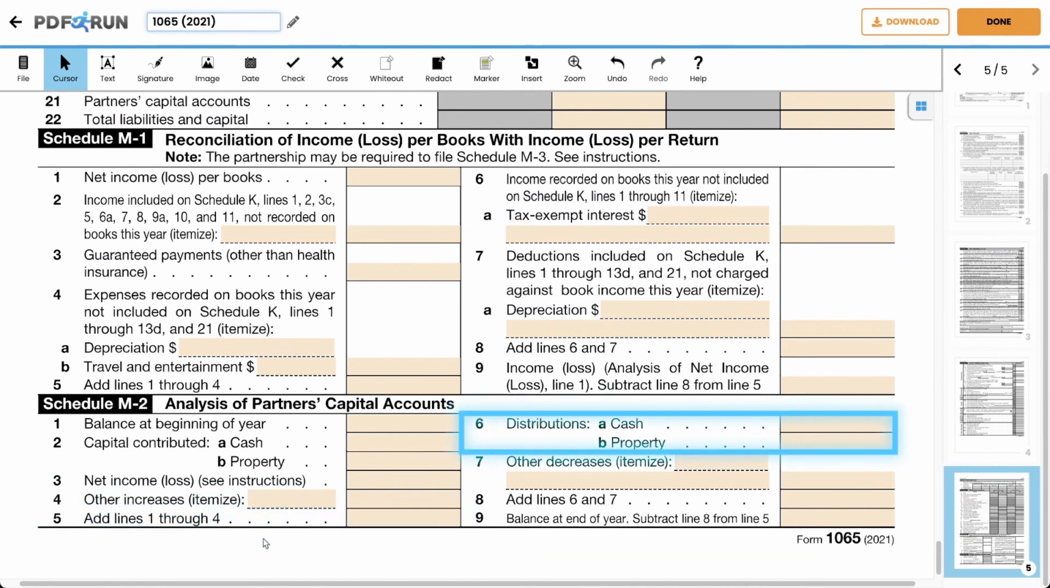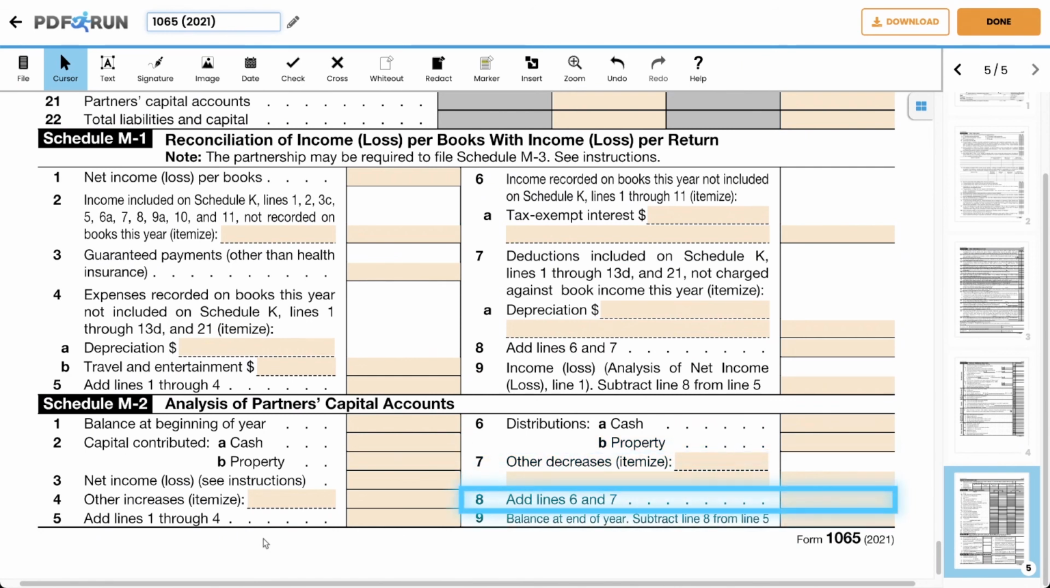Line 6A. Enter the amount of distributions made in cash. Line 6B. Enter the amount of distributions made in property. Line 7. Enter any other decreases. Make sure to itemize each amount and use a separate sheet of paper as needed. Line 8. Add lines 6 and 7 and enter the sum. Line 9. Subtract line 8 from line 5 and enter the difference.